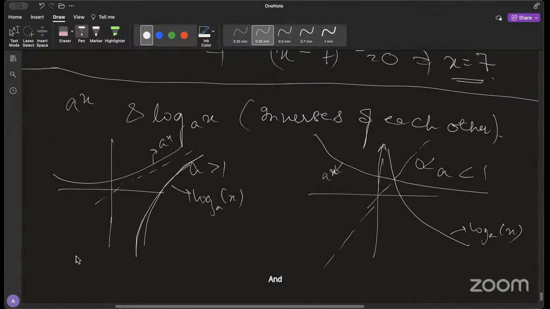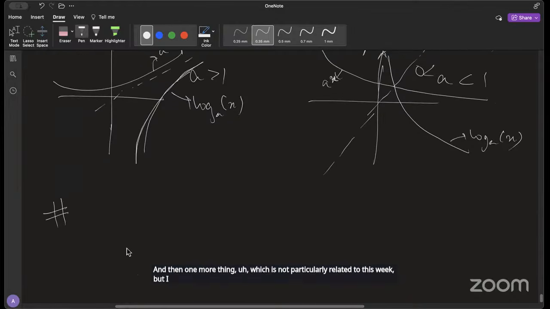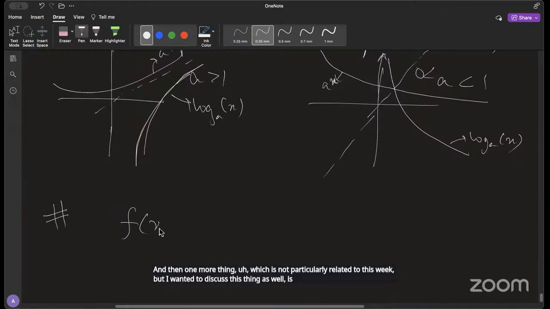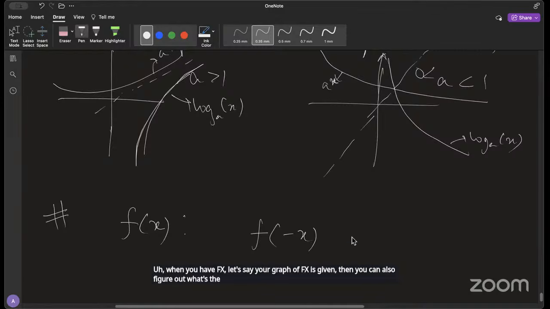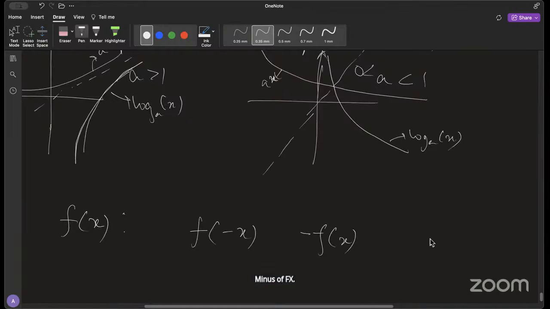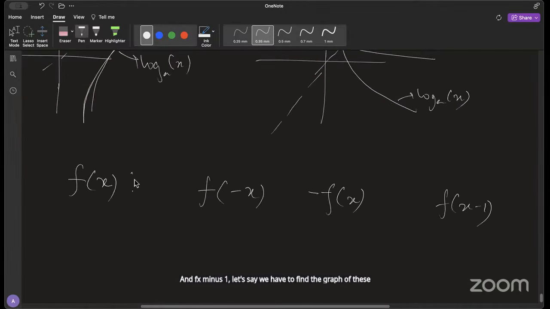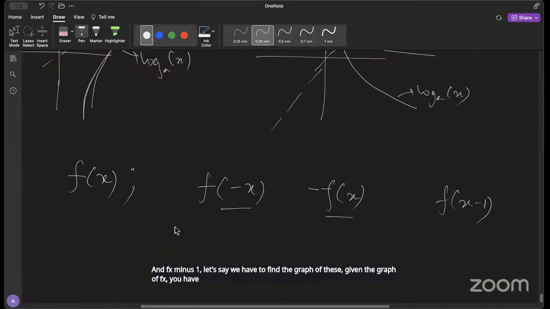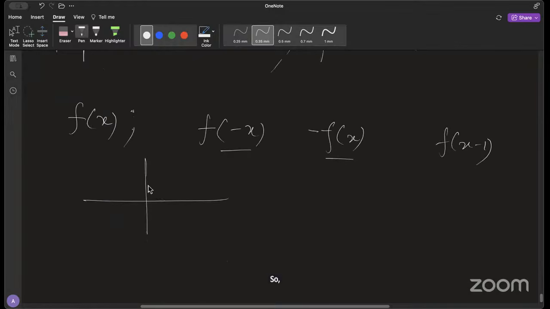And then one more thing, which is not particularly related to this week, but I wanted to discuss as well: when you have f(x), let's say the graph of f(x) is given, then you can also figure out the graph of f(-x), -f(x), f(x-1), and f(x)-1. Given the graph of f(x), you have to find these graphs. Let's take a parabola only for now.